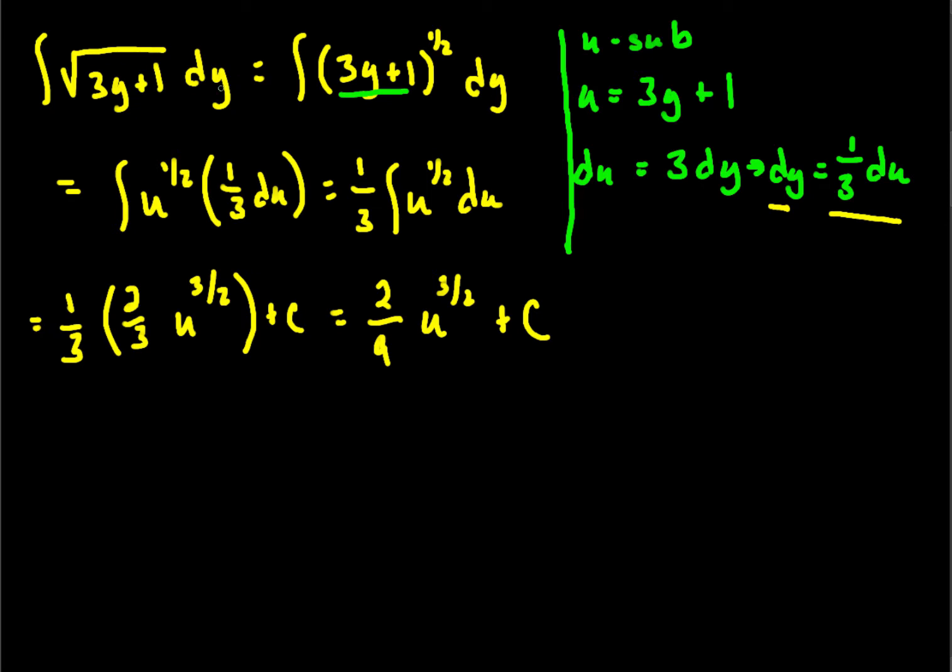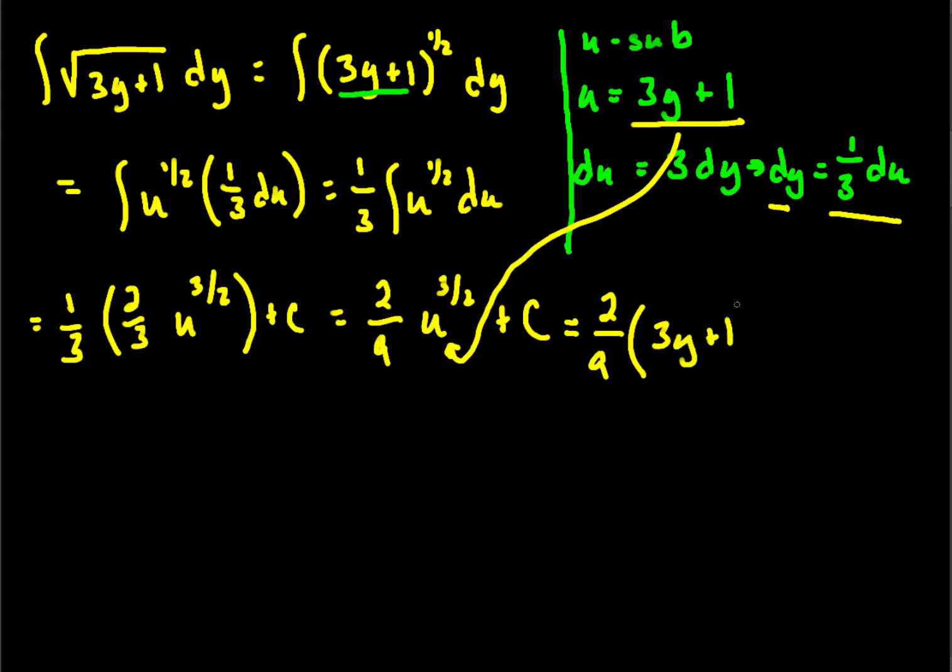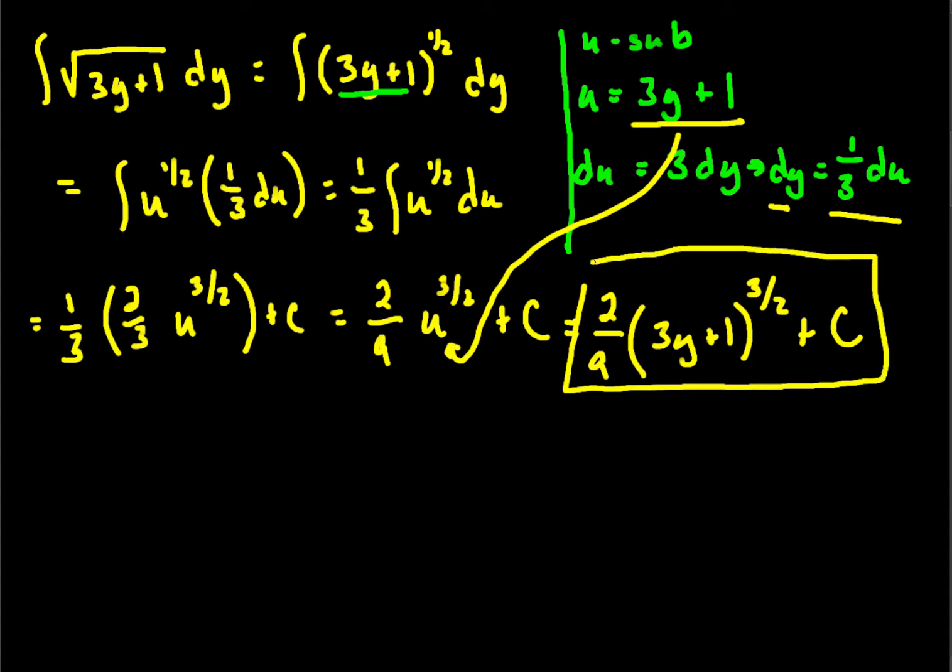We've got everything in terms of u, so we've got to put 3y plus 1 back in for u to call it our final answer. So our final answer will be 2/9 times the quantity 3y plus 1 raised to the 3/2, plus a constant. That is the antiderivative, or the indefinite integral, of root 3y plus 1.